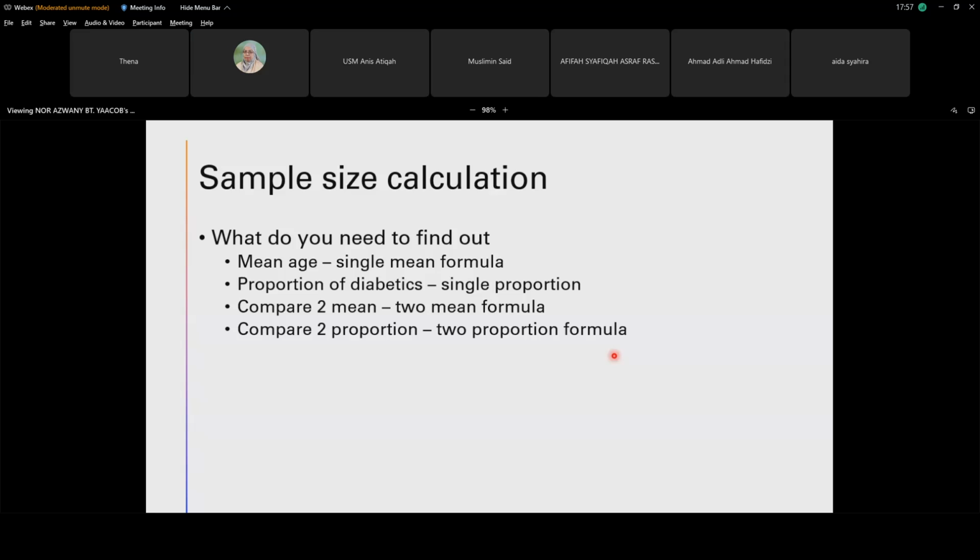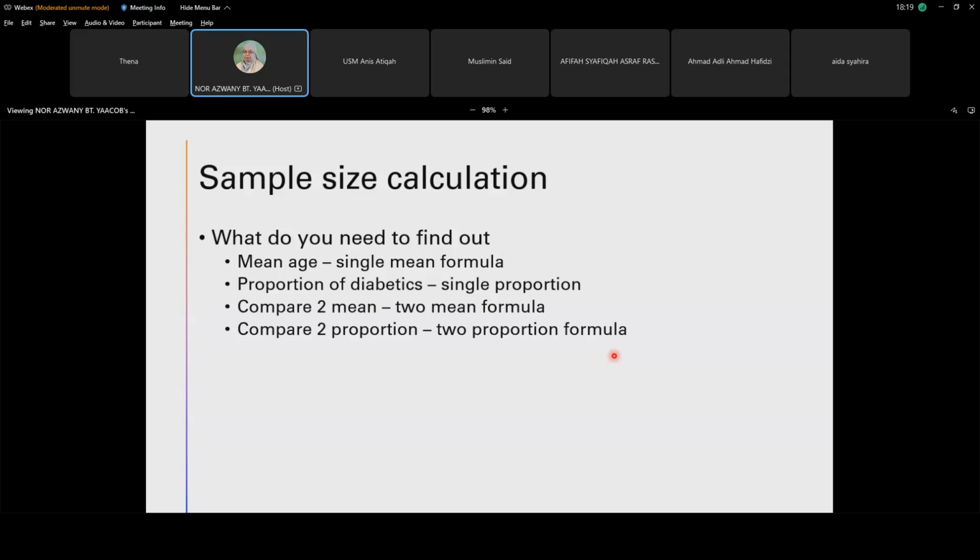Okay, I move on. Sample size calculation. Today, some of the panel may ask you about the method that we use, whether you calculated the sample size or not. Why do you need to calculate sample size? Because you want to make sure whatever statistics you are computing later is valid.